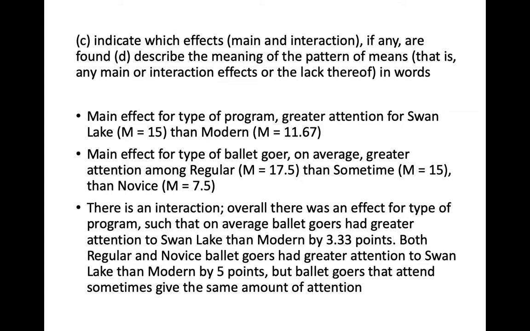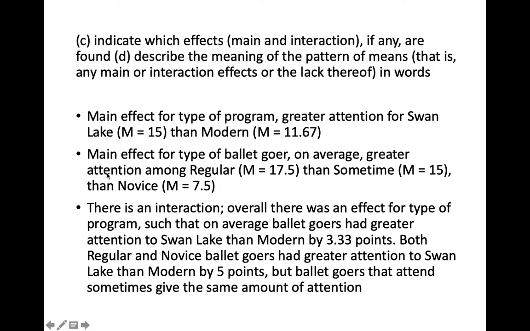There was a main effect for type of program. When you calculated the marginal means, you should have gotten that the marginal mean for Swan Lake was 15, and the modern program was only 11.67. Because those marginal means are different, we can say that there's greater attention. In interpreting the pattern, we want to interpret it in a way that somebody who is not a statistician or researcher can understand, because it's a simple statement that anybody can understand: ballet goers pay greater attention to Swan Lake than modern ballet on average.